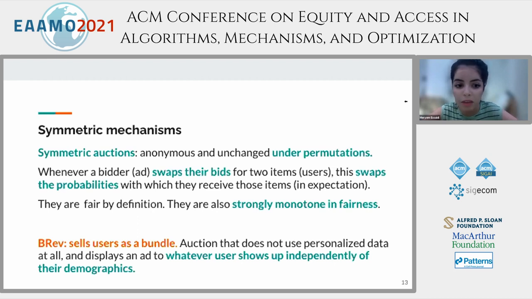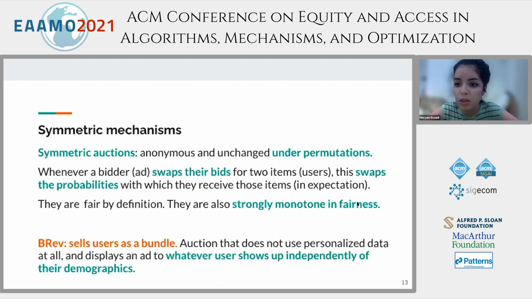And this is fair by definition. Because whenever a bidder swaps their bids, that swaps the probabilities, and so it's anonymous. And not only is this fair, but it's also strongly monotone in fairness.